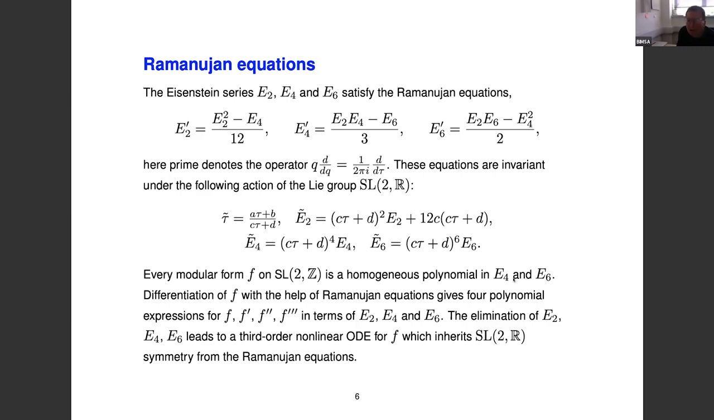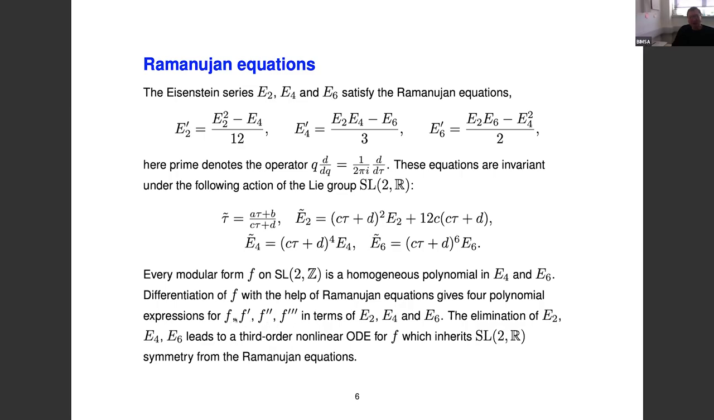So A E4 cubed plus B E6 squared is a homogeneous polynomial of weight 12. This is what homogeneous means. So every modular form is a homogeneous polynomial in these two. Okay, let's write this expression for F in terms of E4 and E6, and let's differentiate this expression using the above Ramanujan equations. We know F as a polynomial in E4 and E6, and we calculate F prime, F double prime, F triple prime.